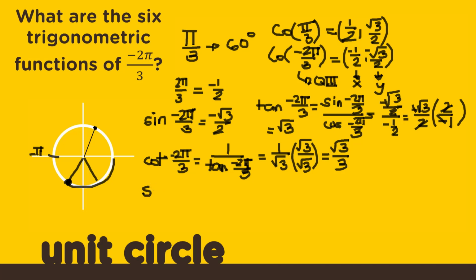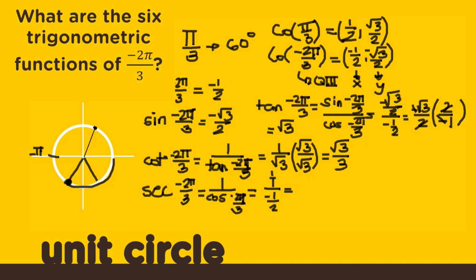Let's proceed to secant. Secant is related to our cosine. Secant is the reciprocal of our cosine. So you have secant of negative 2 pi over 3. We already have our cosine earlier. So this is 1 over negative 1/2. So we have an integer here to be divided by a fraction. But this integer could also be written as 1 over 1, right? Because 1 over 1 is just 1.